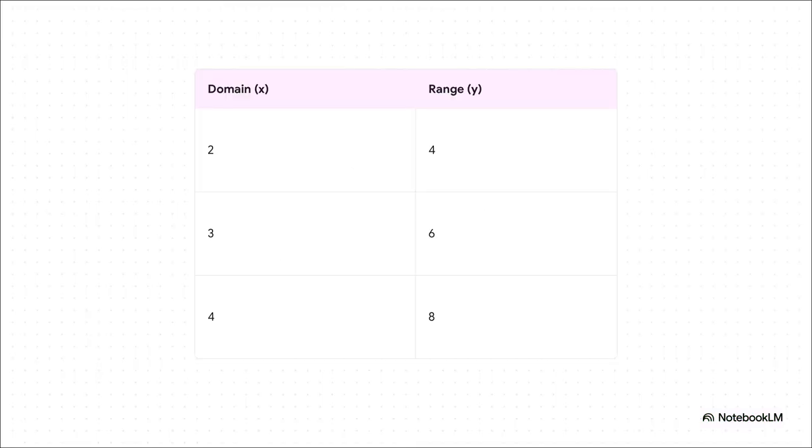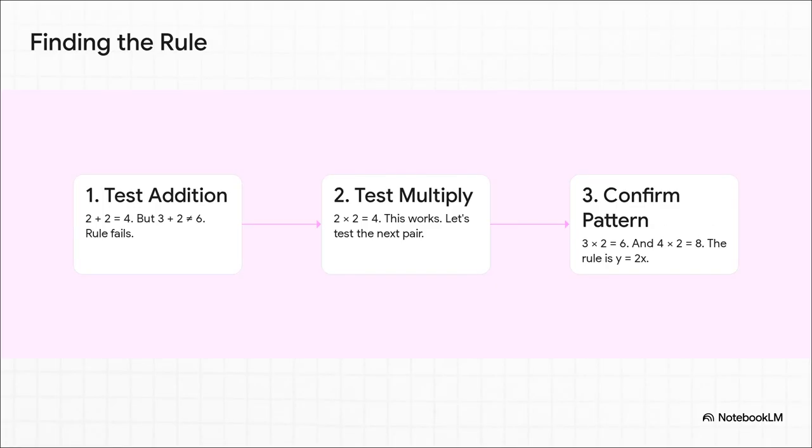Okay, check out this table from quiz question 8. The big question here is, what is the pattern? How do we get from the X column to the Y column every single time? What's the secret rule that makes this work? Let's break it down and figure it out.